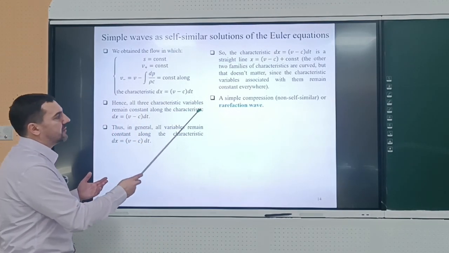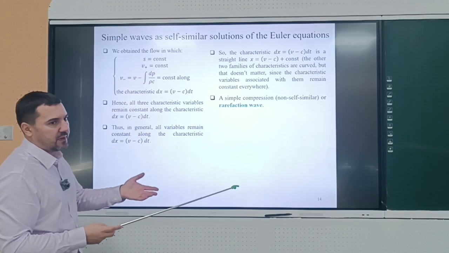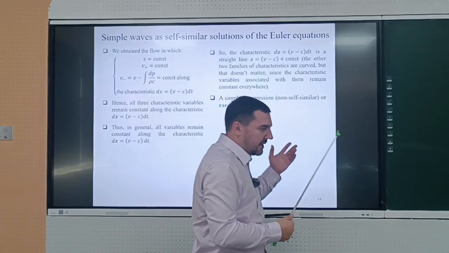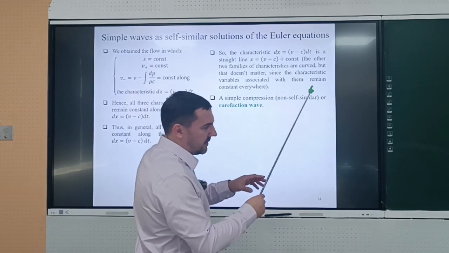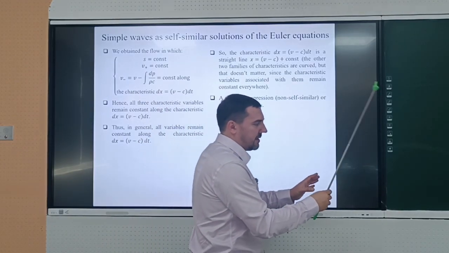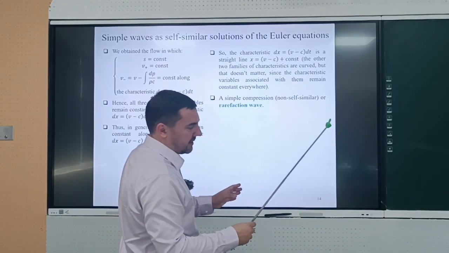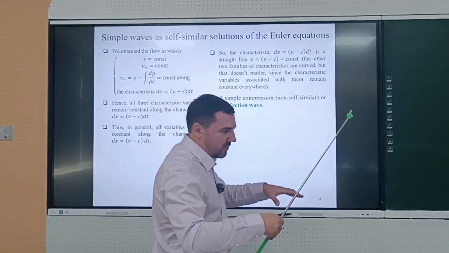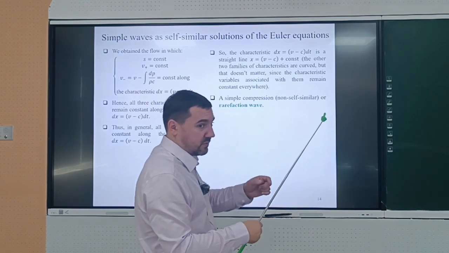Why do we call these waves rarefaction waves? Why not compression waves? Actually, the thing is that in rarefaction waves, the characteristics expand, and they will not intersect. And for compression waves, the characteristics will intersect sooner or later, and actually very soon.